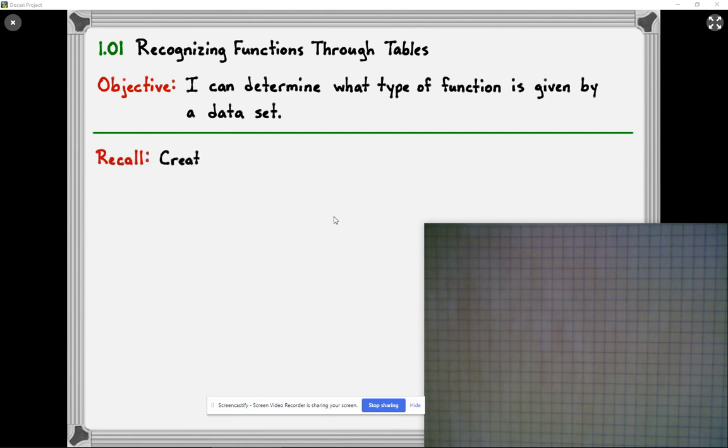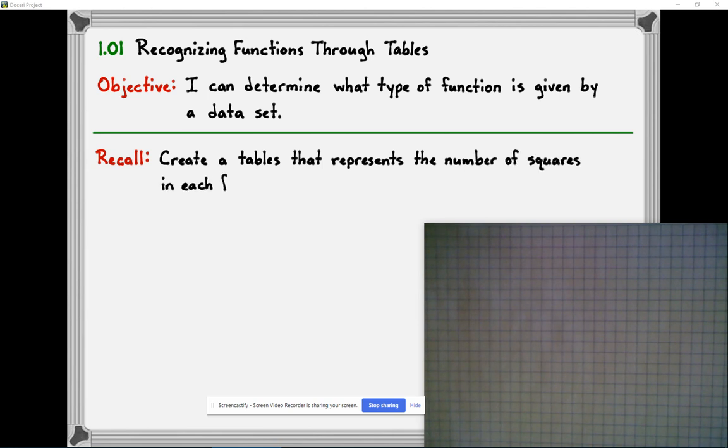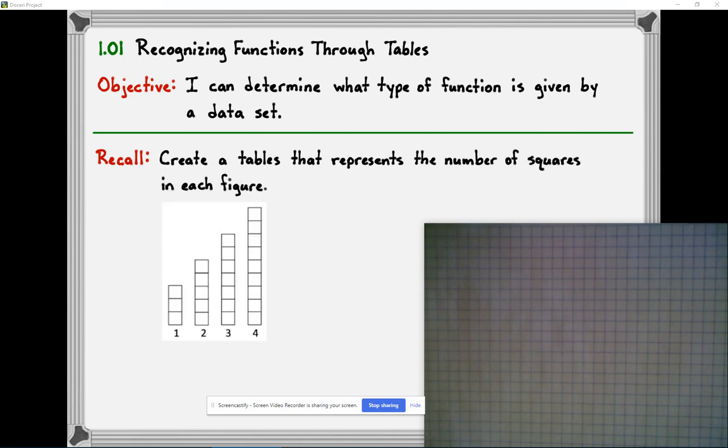So if you remember how to create a table that represents the number of squares in each figure, here's an example of that. Here in step 1, you can see that we have how many boxes? We have 3 boxes. In step 2, we have 5 boxes. In step 3, we have 7 boxes. And in step 4, we have 9 boxes.